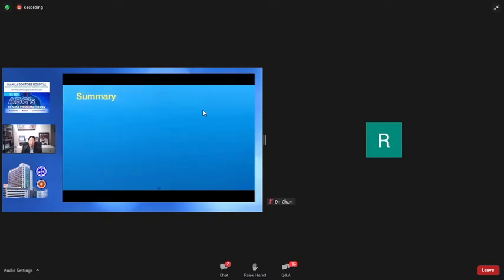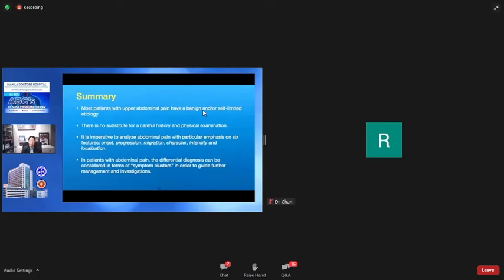So, in summary, abdominal pain is a common problem. Most patients have a benign or self-limited etiology. There is no substitute for a careful, proper history and physical examination. Remember to always ask for the onset of pain, progression, migration, character, intensity, and localization of pain. As much as possible, to narrow the differential diagnosis, try to cluster all the symptoms that can come up with one diagnosis in order to guide further management and investigation. Thank you for your time and thank you for listening.